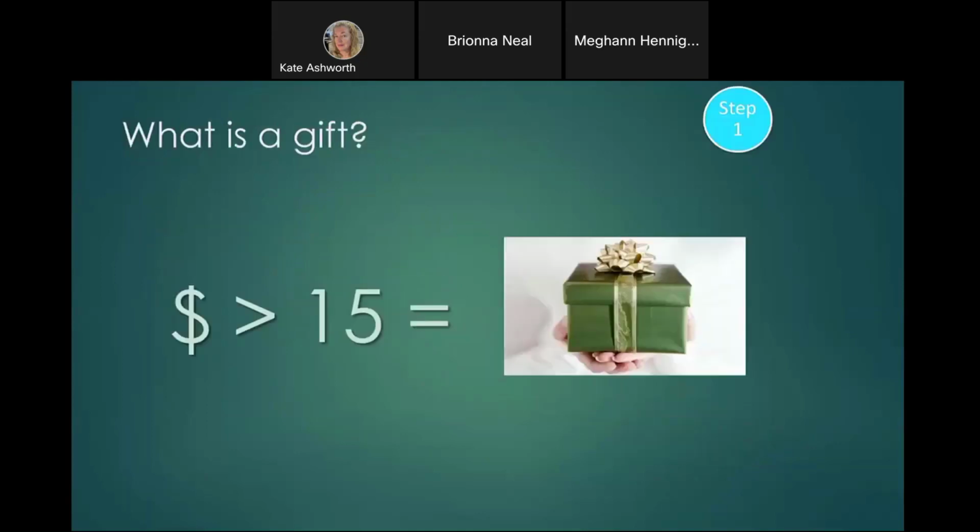The first step in our gift area is to define, well, what is a gift? A gift is anything of more than a market value of $15.